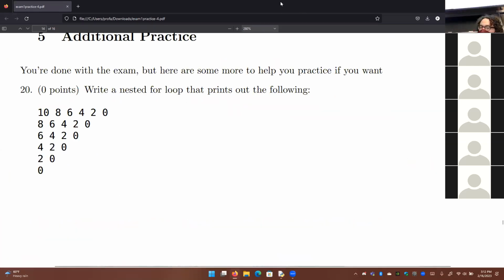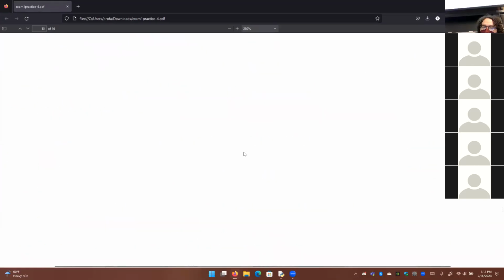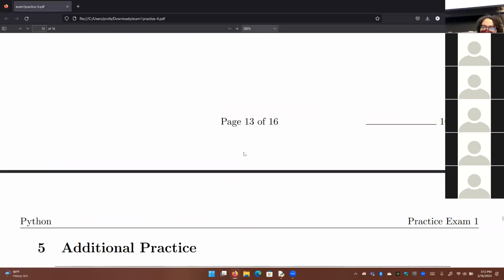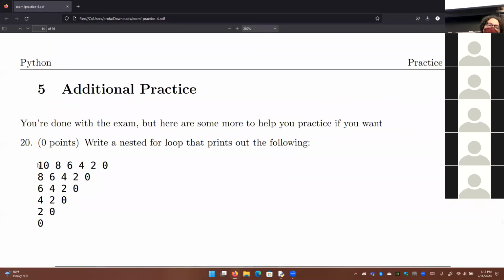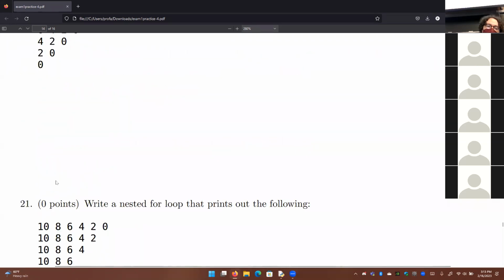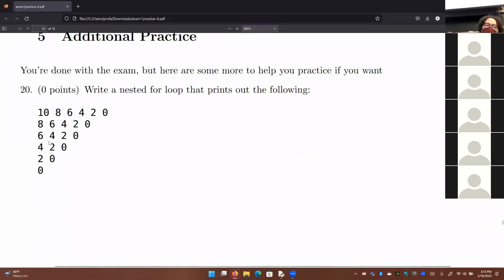Now, with that, we've gotten into the additional practice. With the additional practice, I should mention some things. These are questions that I've done for homework or in-class exercises. This one in particular is a bit more difficult than I would do in an exam.